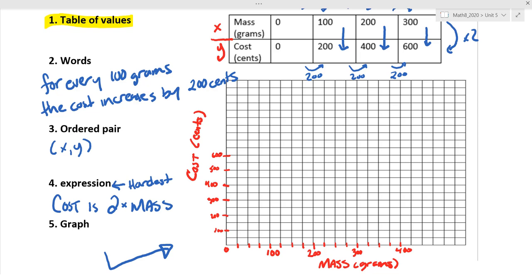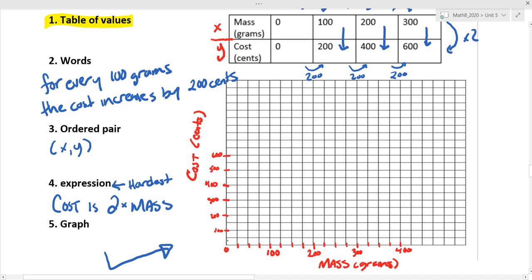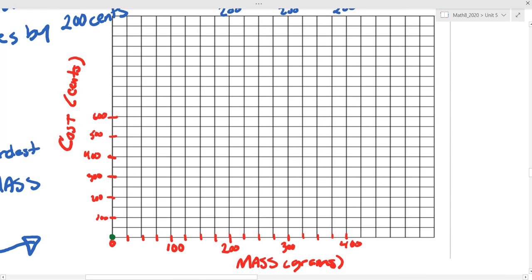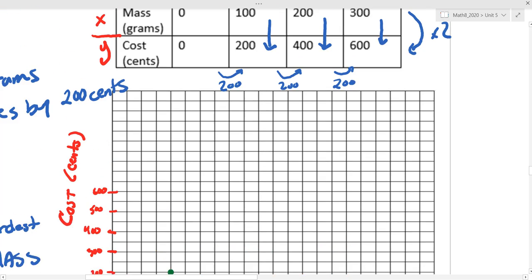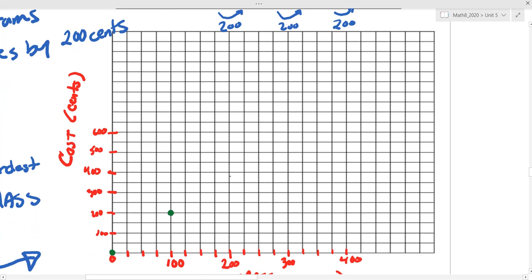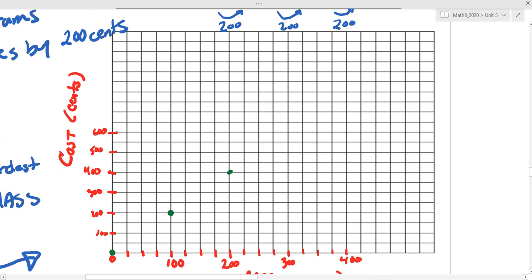Okay, so next we plot our data points. The first one is at 0 and 0, so that would be a dot right here. Then we've got 100 and 200, so we start at the 100 on x and go up to 200. And then 200 and 400. And we have 300 and 600.